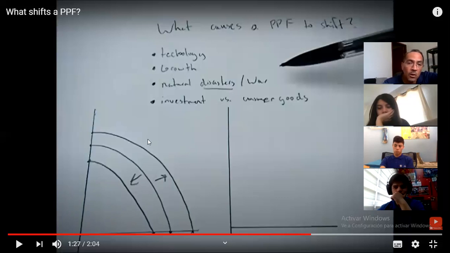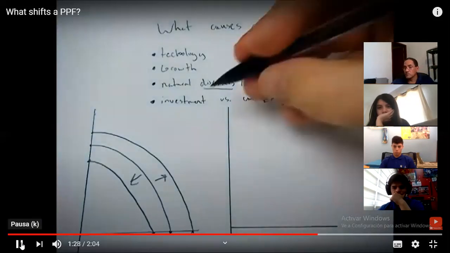Now, what would cause this? Natural disasters and war. These factors make this line move from here to here. And technology and growth would make this line, this frontier, move from here to here. That's what it means, okay, guys? Also with war, if they destroy some things.